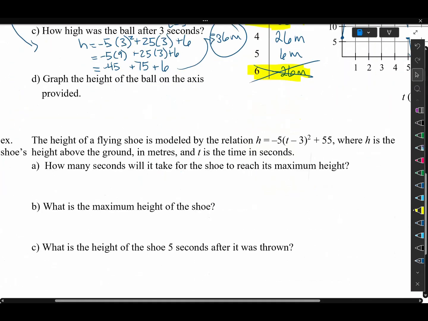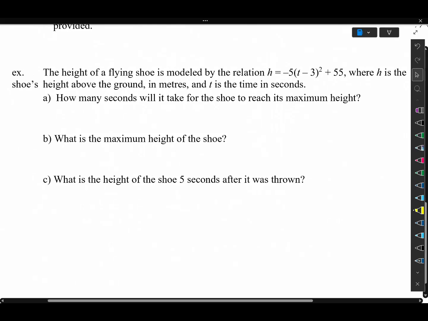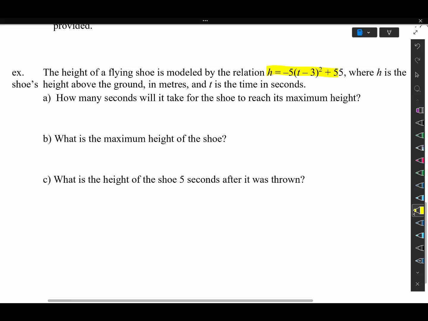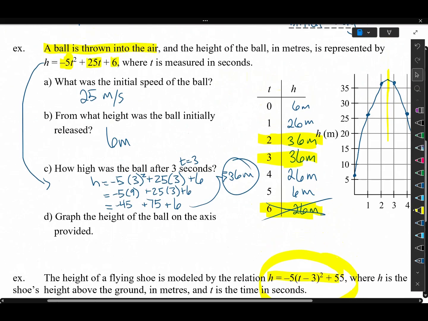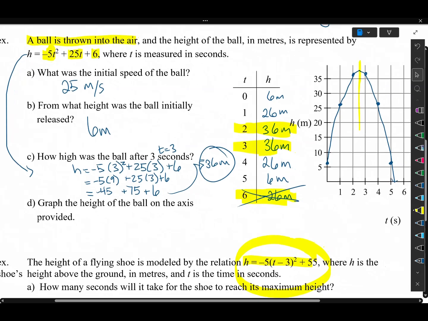Next question. The height of a flying shoe is modeled by this equation. h equals -5 times (t minus 3) squared plus 55, where h is the shoe's height above the ground in meters and t is the time in seconds. Do we know why the shoe is flying? No, we don't. That's okay. We will notice, though, this form's a little bit different. This form does not look like what we were working with before. Let's try and show them both on my screen. I apologize. There we are.